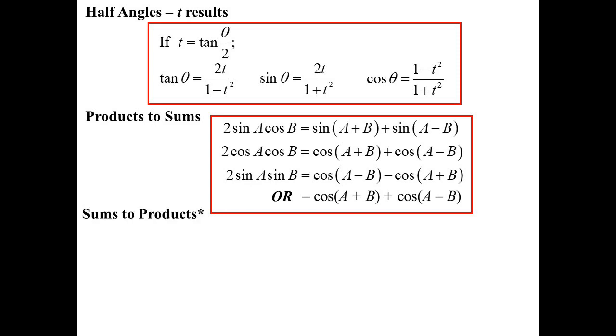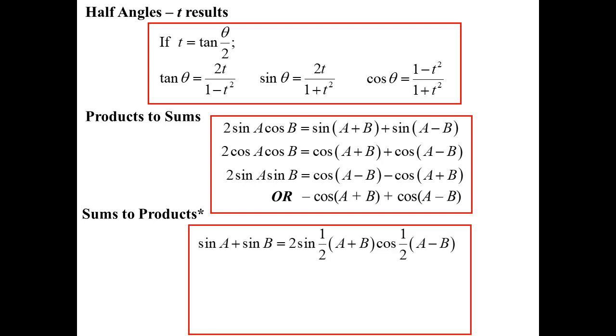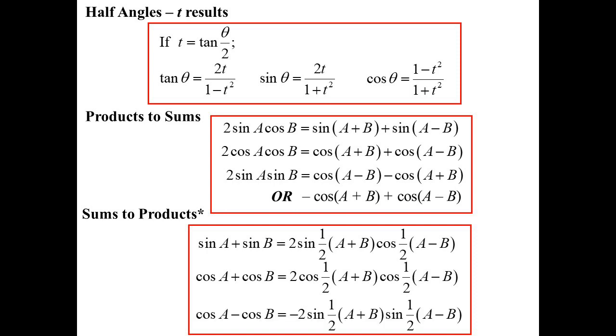Going back the other way: 2 sine half sum cos half diff, 2 cos half sum cos half diff, and minus, because this one's a little bit different, minus 2 sine half sum sine half diff. Okay, asterisk on that one because those ones are not on the reference sheet. Let's go and solve some trig equations.